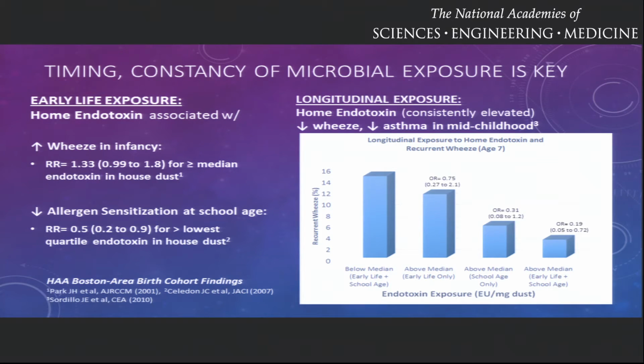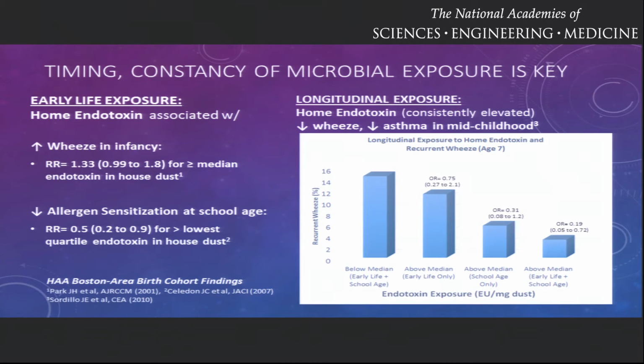I'll start on the left-hand side of the slide here that describes early life exposure to home endotoxin. And in our study, and in others, we've observed that higher levels of home endotoxin are associated with increased risk of wheeze in infancy. But the same elevated endotoxin exposure in early life is associated with decreased risk of allergen sensitization at school age, and I show the relative risks here. And these were findings observed in an urban, suburban type environment that kind of mirror the farm findings, although the microbiota that may be driving these protective effects could be quite different in the different environments. We don't know for sure.